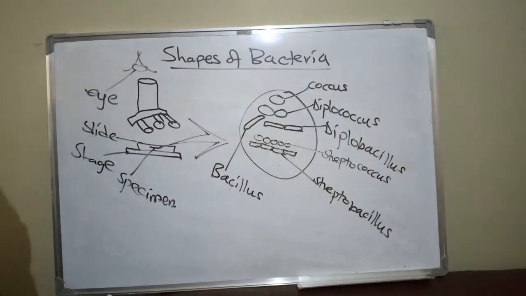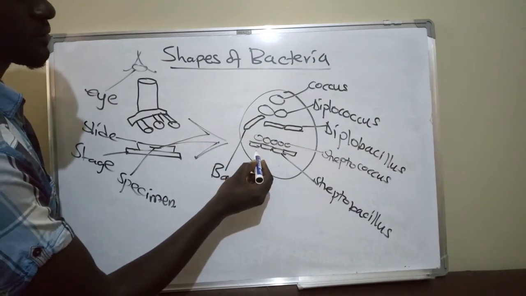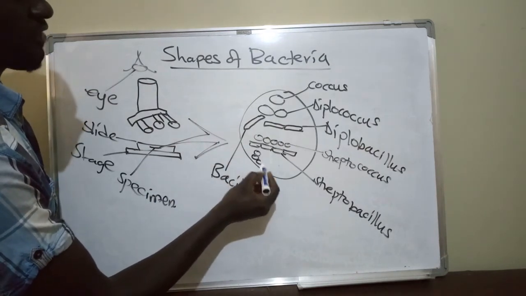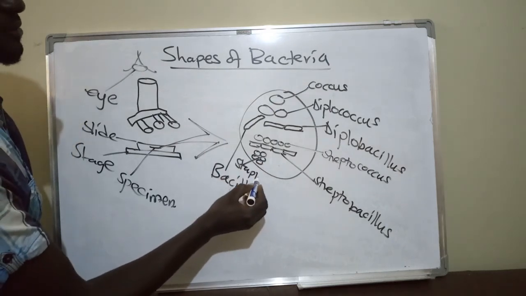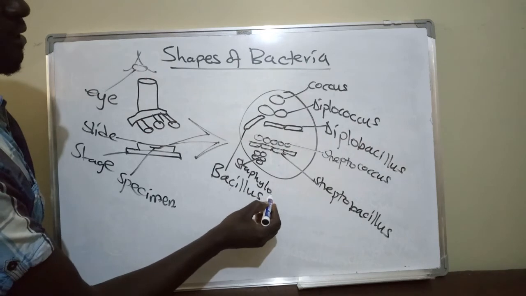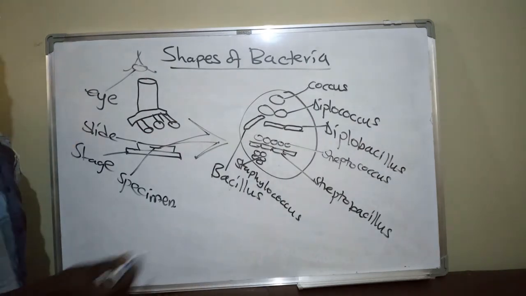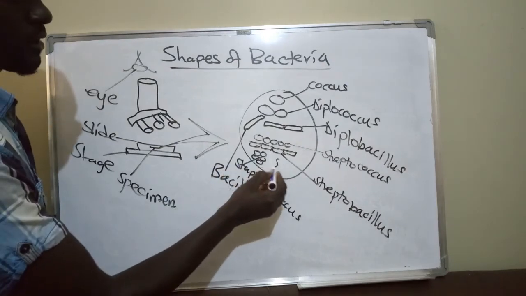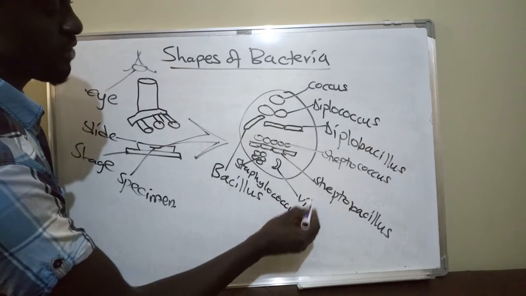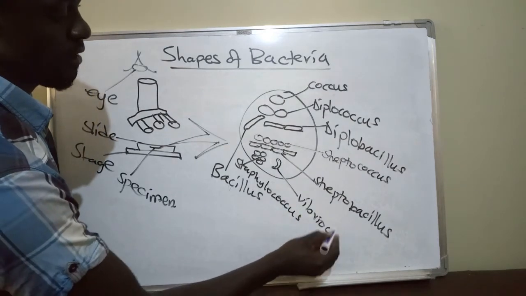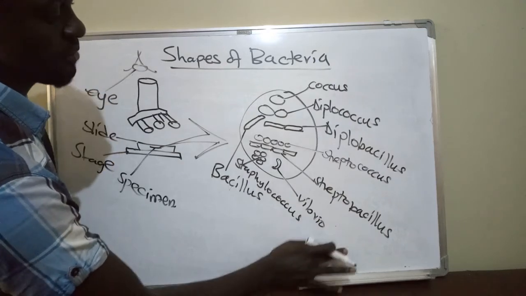And then we can have the clusters, which we call staphylo. That is now staphylococcus. We can have comma-shaped bacteria. Some bacteria appear to be comma-shaped. That is Vibrio cholerae. That's Vibrio, the comma-shaped.